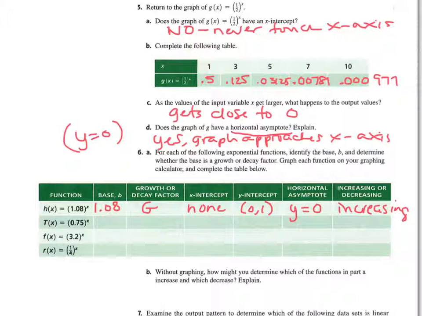Okay, so the next one, 0.75 is our base. It's less than 1, so that's decay. And this is all going to still be the same. If I plug in a 0, it doesn't have an x-intercept. If I plug a 0 in for x to find my y-intercept, I still get the same point, 0, 1. It still approaches the x-axis but doesn't touch it. And this would be decreasing because it's a decay factor.